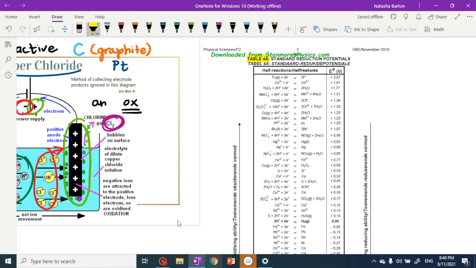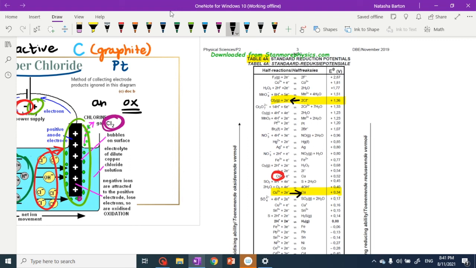Again, I'd like to remind you, you must use table 4A, not table 4B. So in table 4A, we look for the chlorine gas. There it is. Then we are looking for the copper that forms. Remember, copper forms, but it forms from Cu2+. Be very careful. There's also a copper plus, just the copper positive 1 ion. Be very careful when using this table. Looking at this, remember the chlorine ions form the chlorine gas. The copper ions form the copper solid.